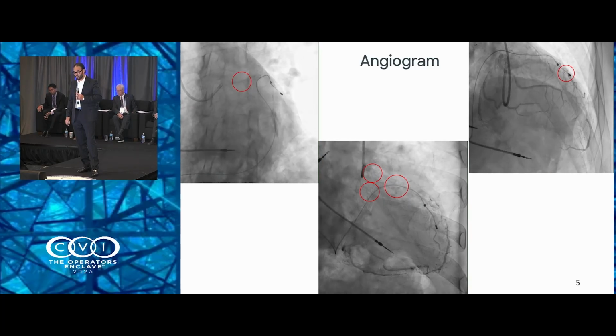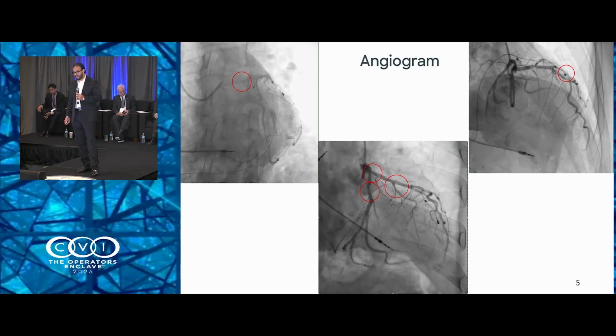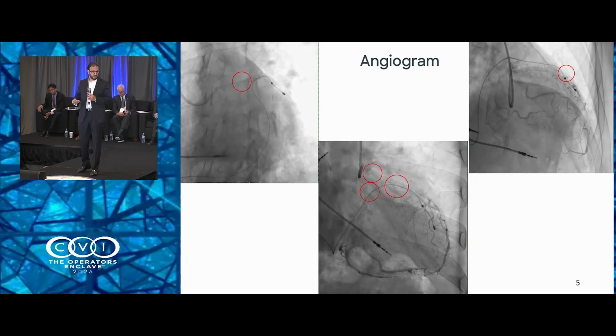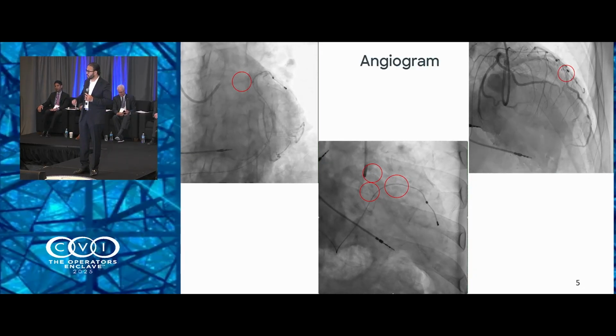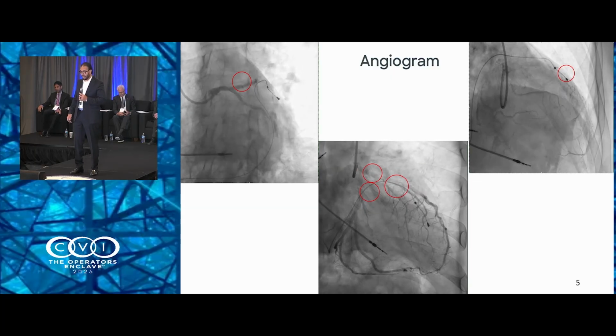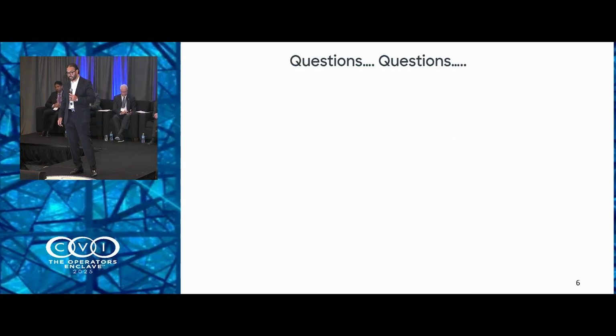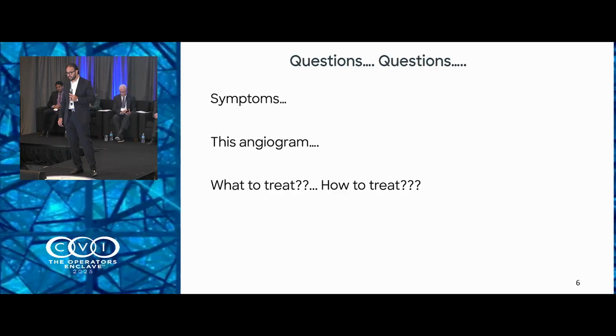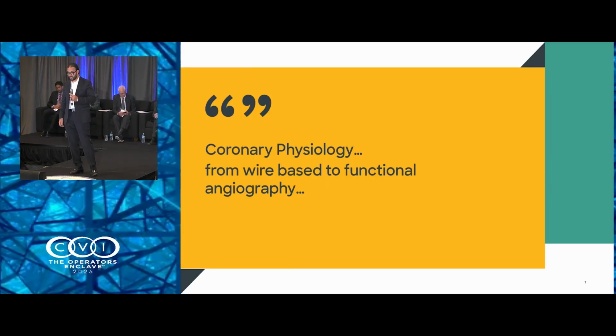There are multiple areas in question. So the question becomes, if we are looking to relieve angina for these patients, which vessel will really make the best result and potentially relieve the angina? So a lot of questions: symptoms, this angiogram, what to treat, how to treat it, and obviously how to limit contrast.